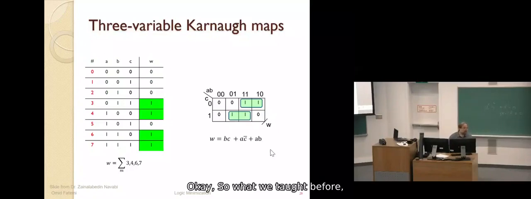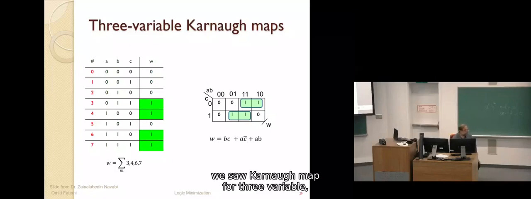Okay. So what we typed before, we saw Karnaugh map for 3 variables, and this was an example that we have done together. Do you remember this example? What we did here, we saw that there are 3 implicants.